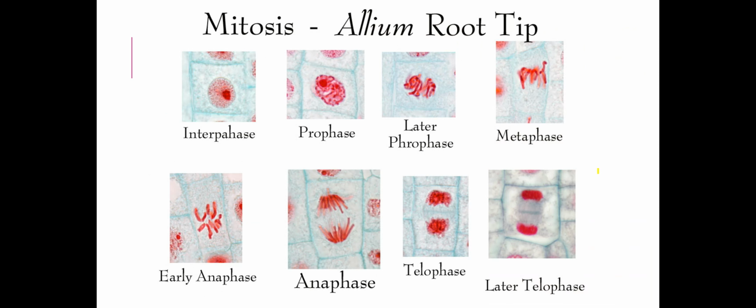Now, I wanted you to take a look at what this looks like in actual cells, and you're going to do a lab where you look at some of these under the microscope. Real cells are stained so that we can better see the genetic material. One thing you have to understand is that this is a continuous process. These cells are fading from interphase into prophase, and then fading from prophase into metaphase.